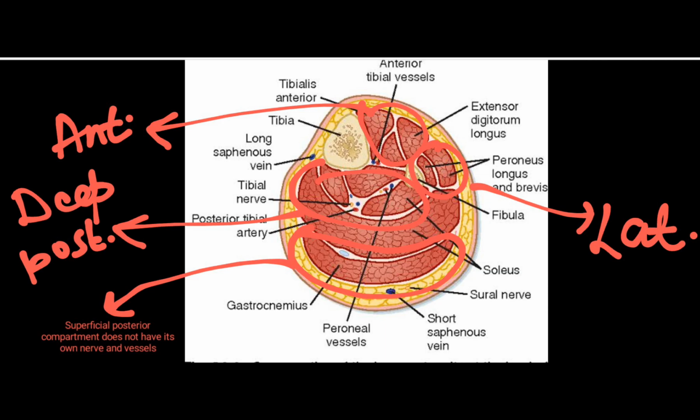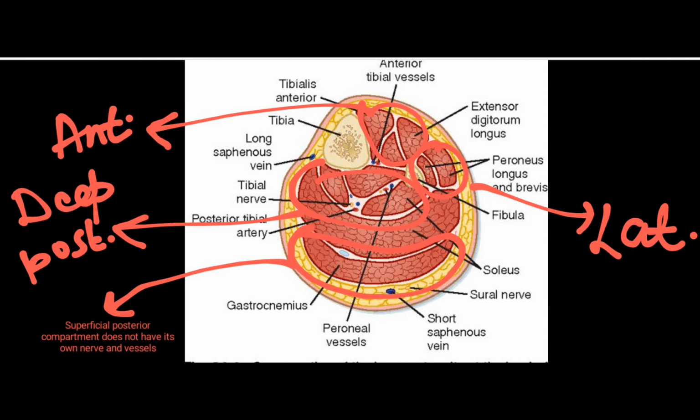So, what is the main takeaway? Out of the four compartments, if we consider superficial and deep separate, three have separate blood and nerve supply. But the fourth one, that is superficial posterior compartment, does not have its own vessels and nerves.